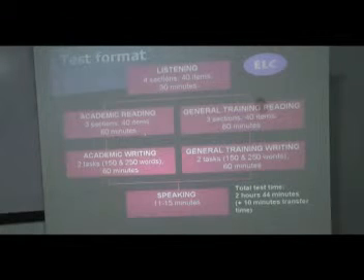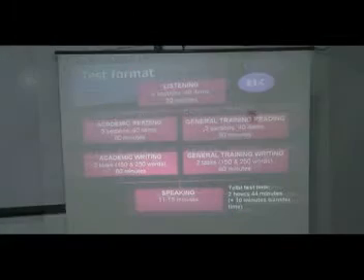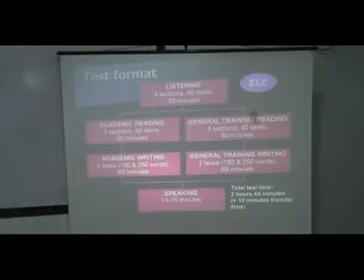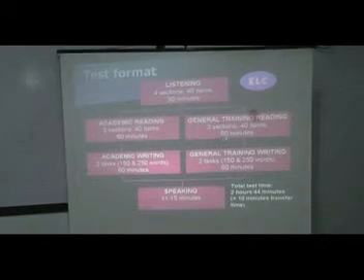As far as the number of sections are concerned, in academic reading and general training reading, it is also the same. 3 sections, 3 sections. 40 questions, 40 questions. 60 minutes, 60 minutes, right? The total duration of the test is 2 hours and 44 minutes, plus 10 minutes transfer time.